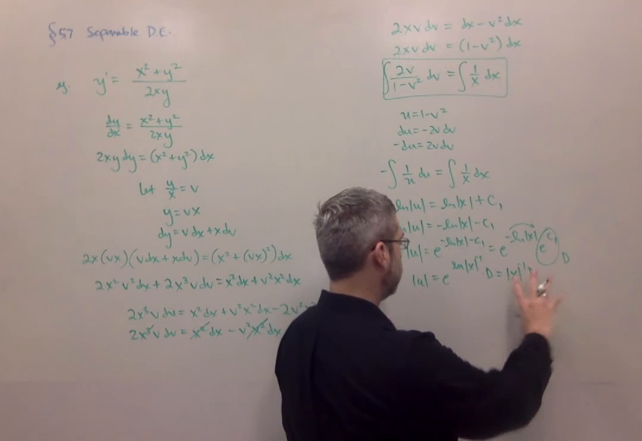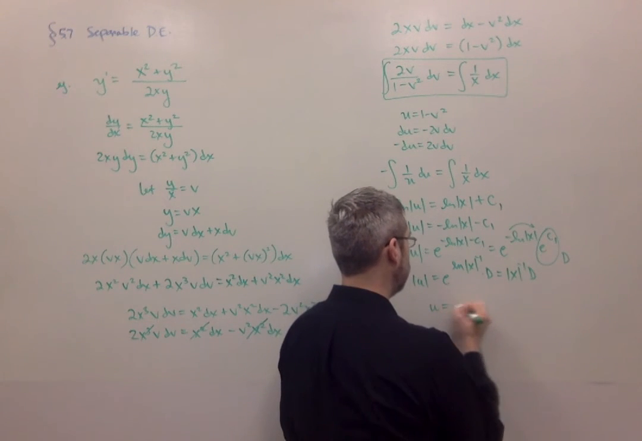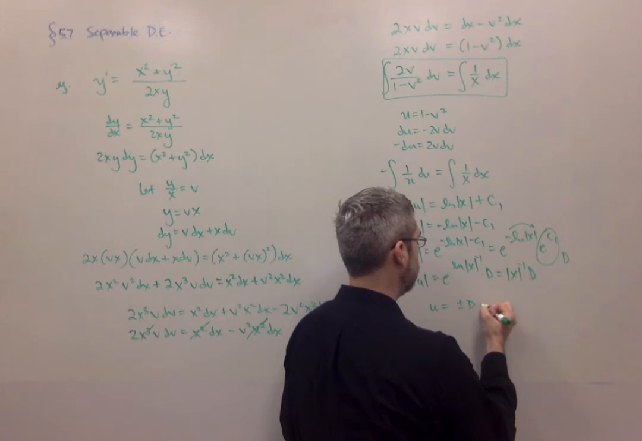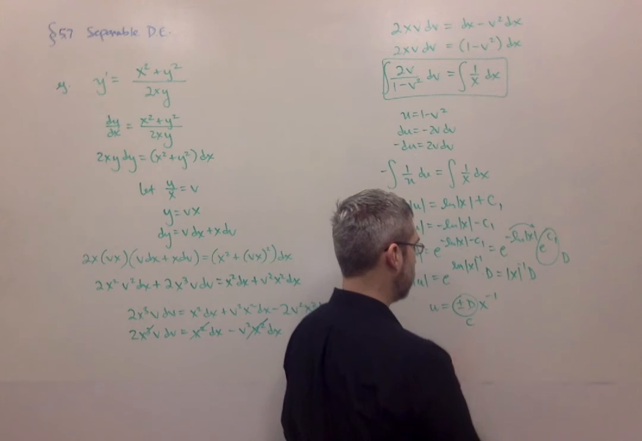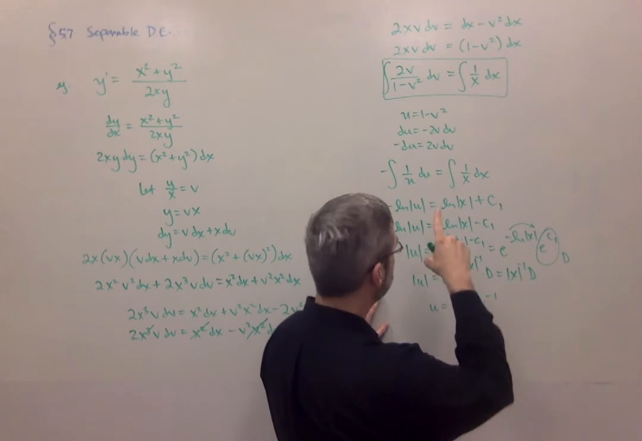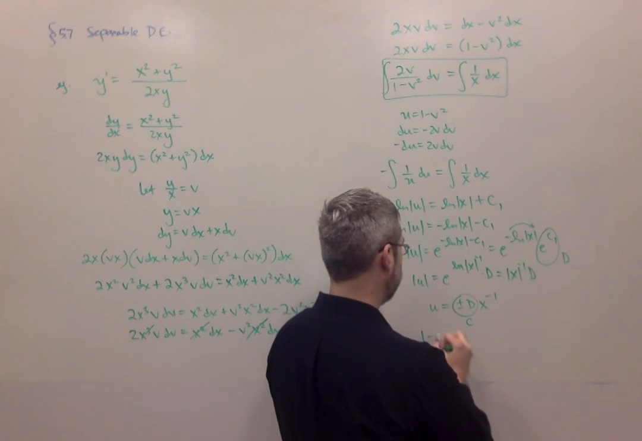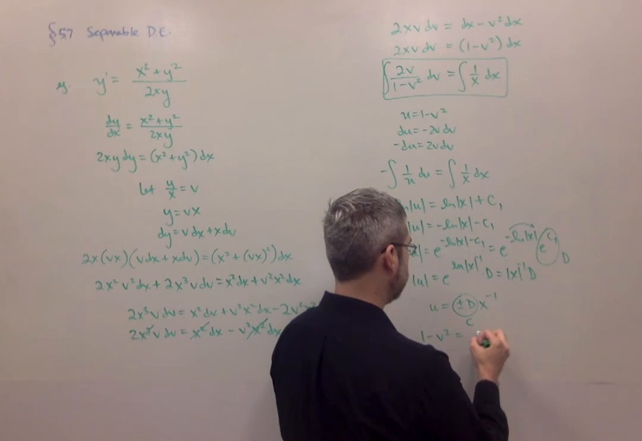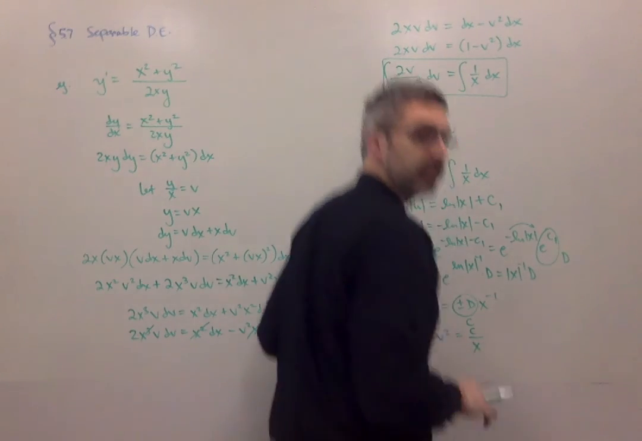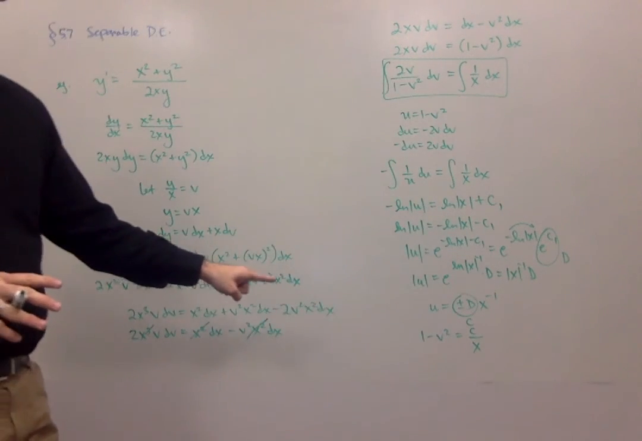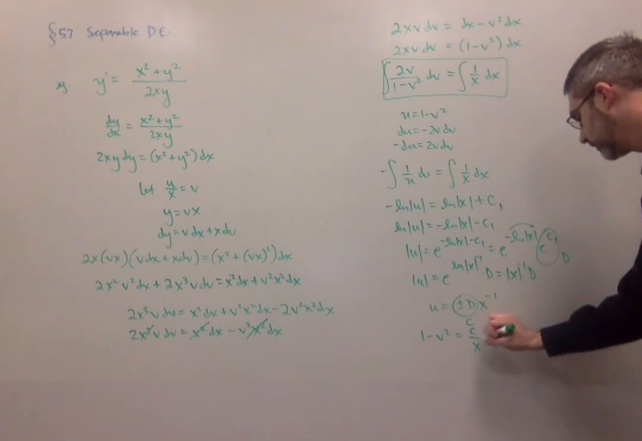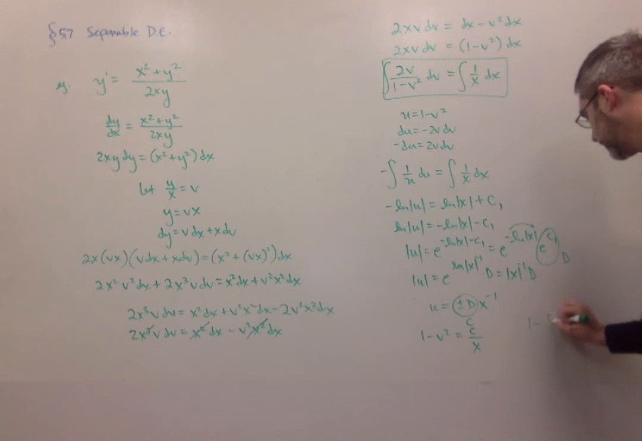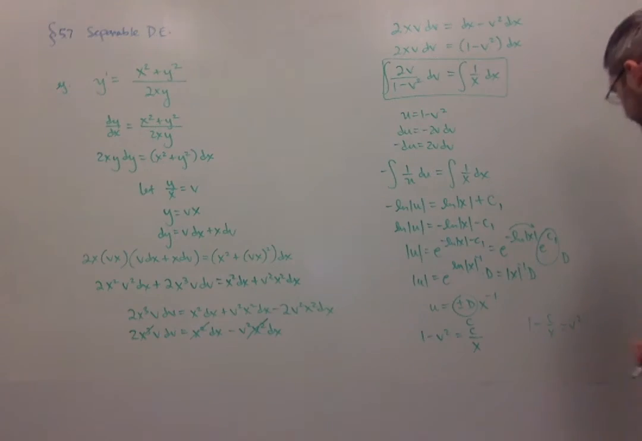And so dropping all of the absolute values, I get u equals plus or minus d times x to the minus 1. I'm going to give that a new name. I'm going to call that c. And u is 1 minus v squared. So if we substitute that in, 1 minus v squared is c over x. Okay, we're almost there. So switching these, 1 minus c over x is v squared.